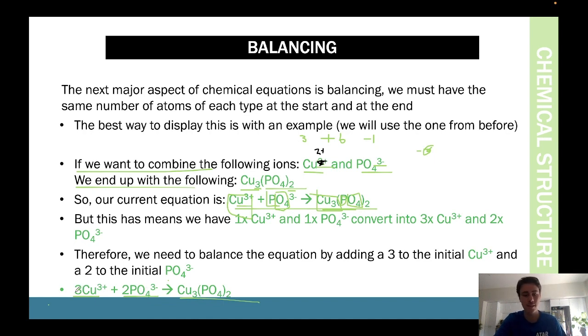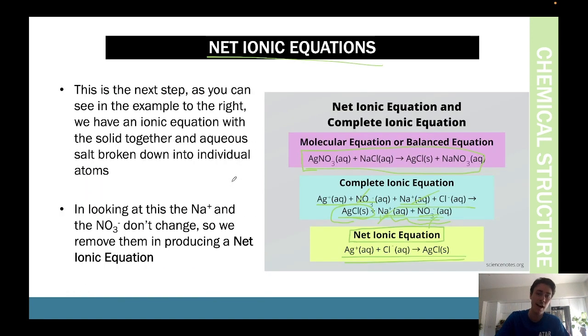So I have 3 of this here, I have 2 of this, and I have 8 of this now, which matches up the other side. So that's what balancing is. Then we discuss states, and then as you can see, you bring it all together in an ionic equation.